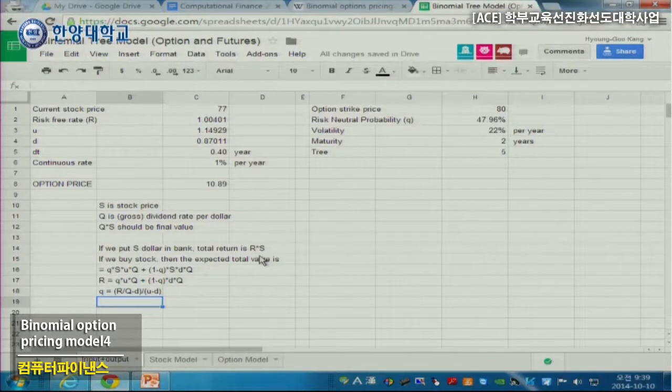So this is the only thing we have to change. Here R is exp(r dt), where r is the continuous interest rate. That's why we put the correlation like this, okay, in the discount rate.